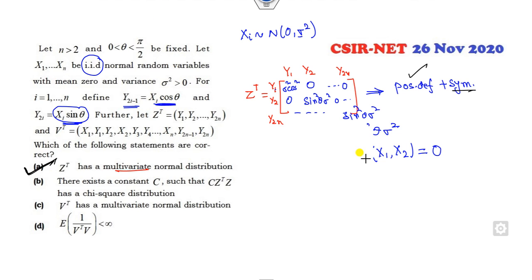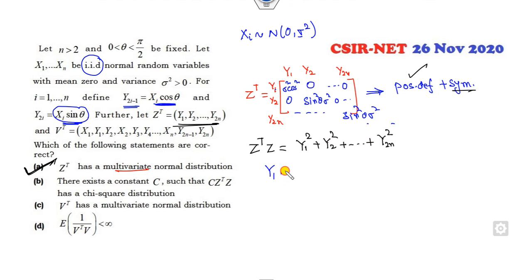Now look at another one. There exists a C such that Z transpose into Z. Z transpose is here, and if you multiply this by Z, it is y1 square, y2 square, plus up to y of 2n square. Fine. Then it is a chi-square. So I need to find the distribution of yi, so what I can do is find the distribution of this.